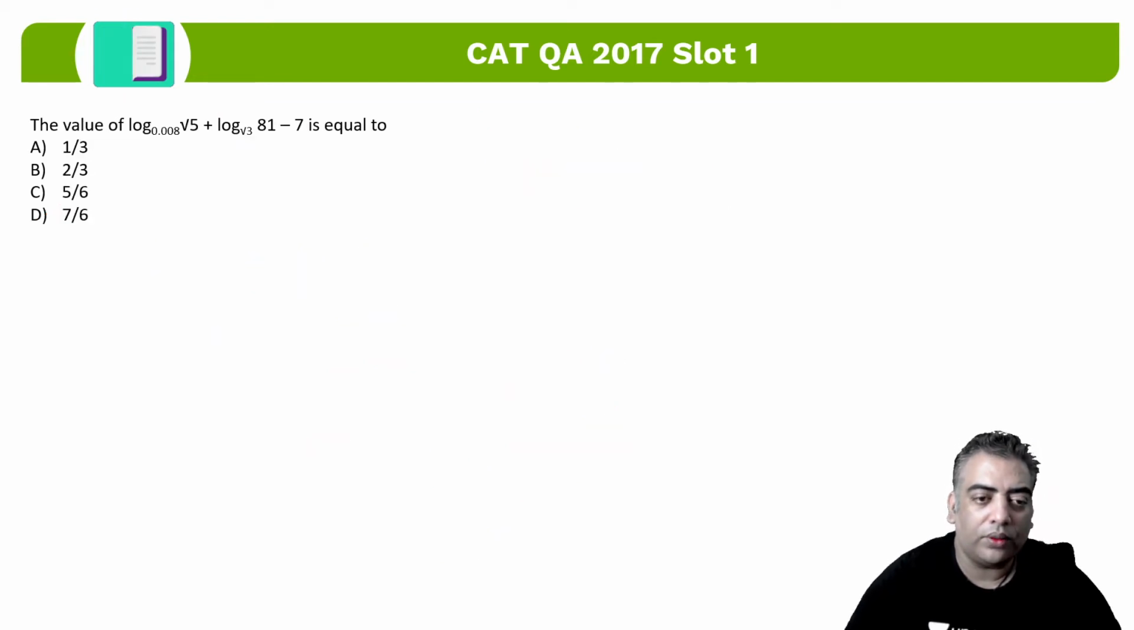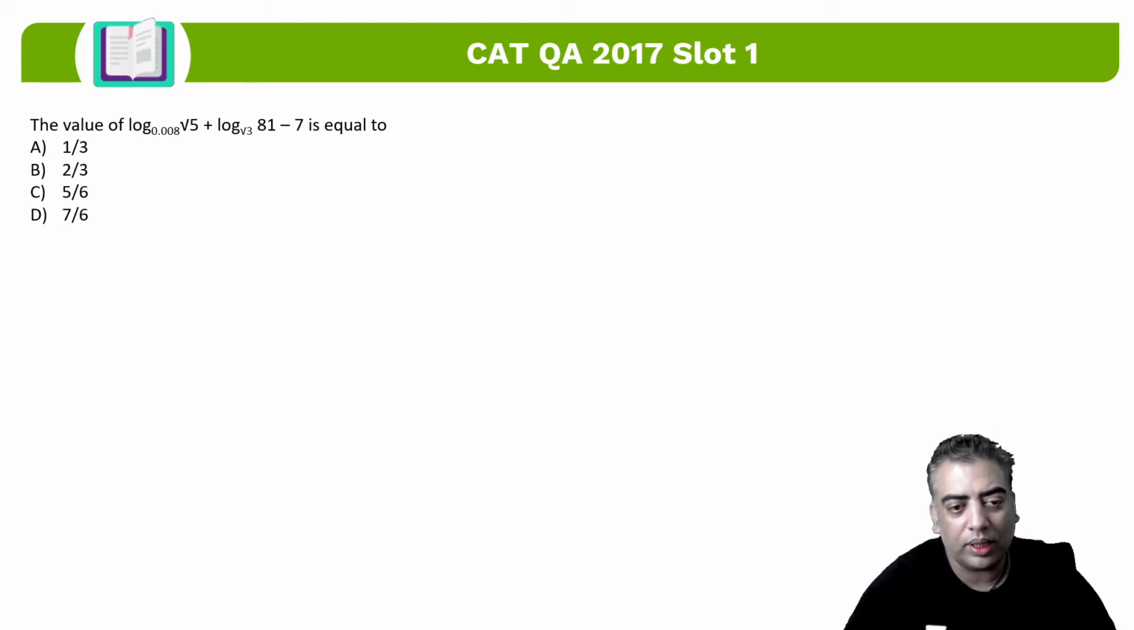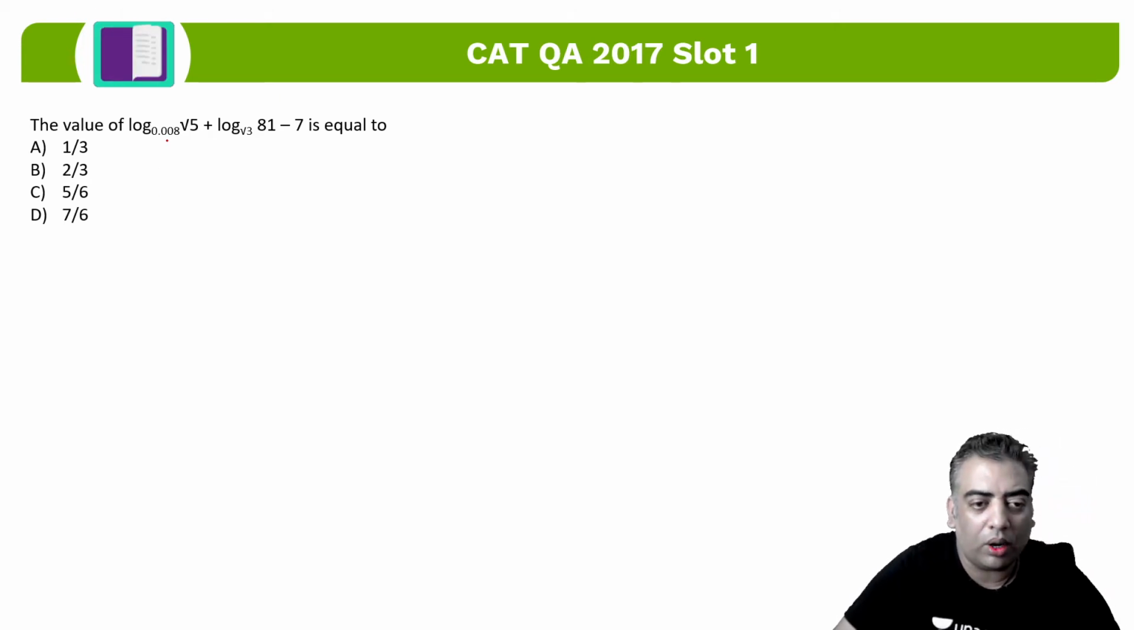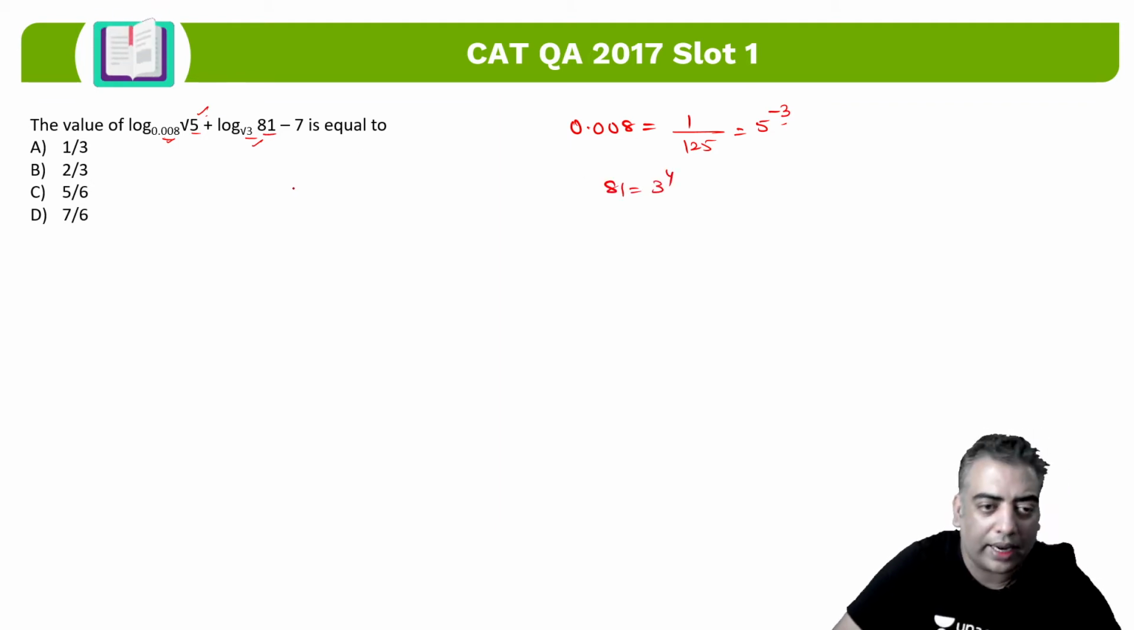Here he says the value of log root 5 to the base 0.008 plus log 81 to the base root 3 minus 7 is equivalent to. If we want to get rid of log in any of the case, then we have to make these two values equal. So as I can see, it is 5, so I have to convert it to a power of 5. So this is equivalent to 1 upon 125, which is 5 raised to power minus 3. And you can easily observe 81 is nothing but 3 raised to power 4. So just write down these values here.